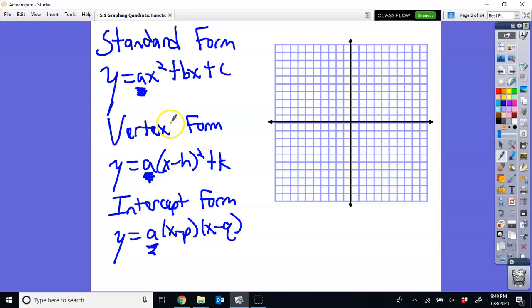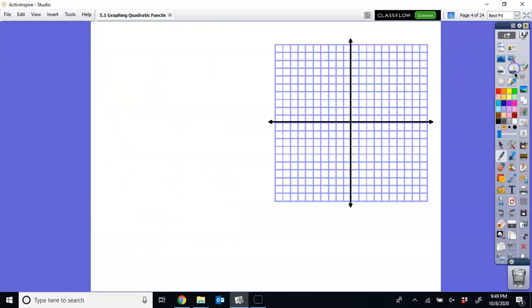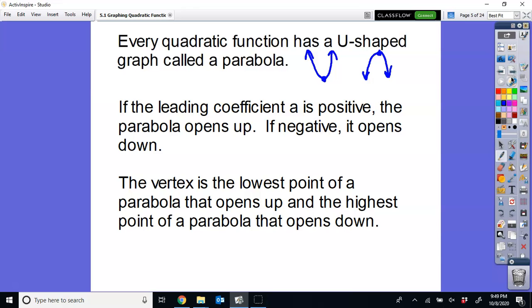Anytime you multiply a number times that x squared portion, it is going to make it stretch, or compress if it was a fraction. So that number out in front, not only is it going to tell me which way it opens, it's going to tell me how skinny or how fat my parabola is. Sorry, I probably shouldn't use the word fat, right? It's a pleasantly plump parabola. Sorry, guys, math teacher joke.